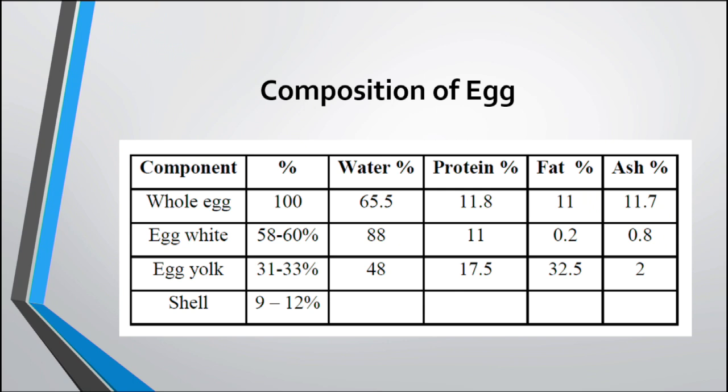Egg white is rich in protein. Egg yolk contains a greater amount of fat. The egg yolk also contains 48% water, 17.5% protein, 32% fat and 2% ash content. The egg weight is totally composed of these components: egg white, egg yolk and egg shell.